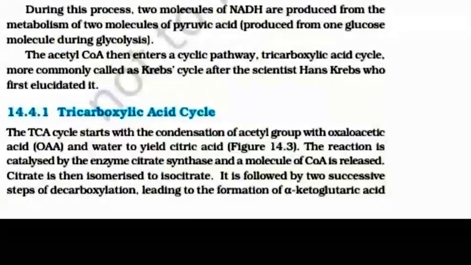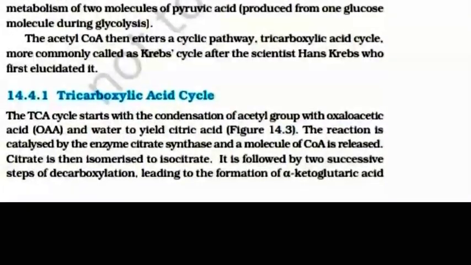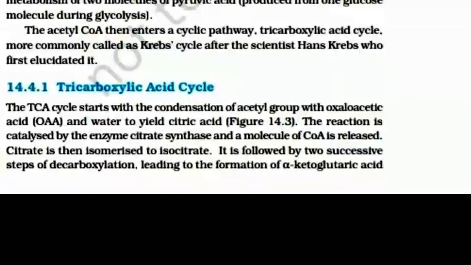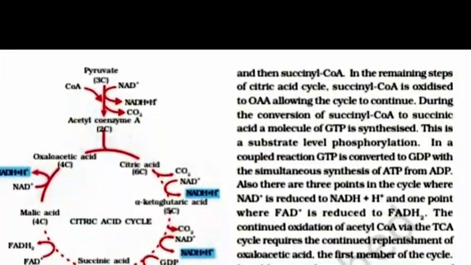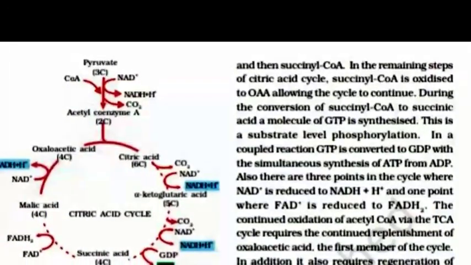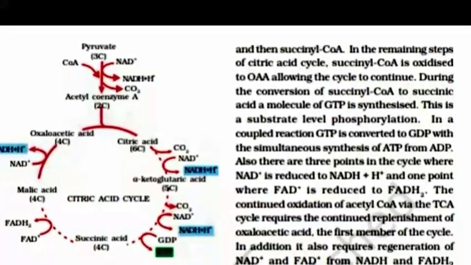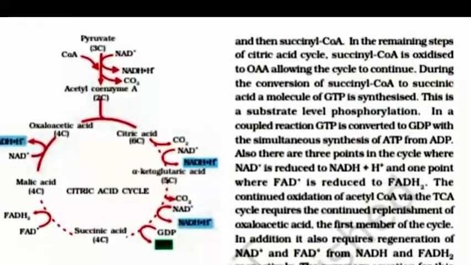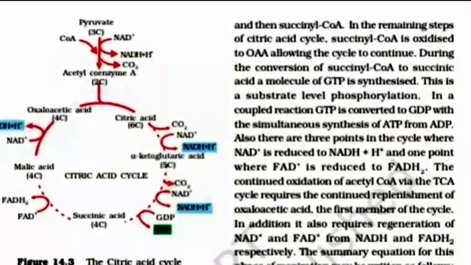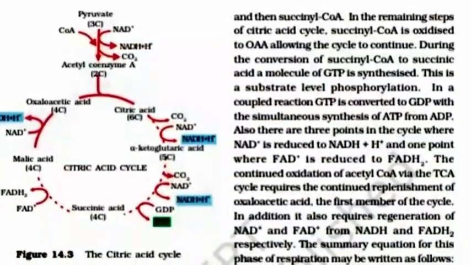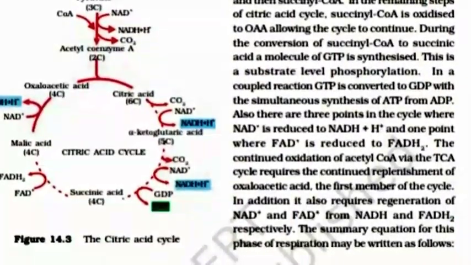Citrate is then isomerized to isocitrate. It is followed by two successive steps of decarboxylation, leading to the formation of alpha ketoglutaric acid and then succinyl CoA. In the remaining steps of the citric acid cycle, succinyl CoA is oxidized to oxaloacetic acid, allowing the cycle to continue. In the conversion of succinyl CoA to succinic acid, a molecule of GTP is synthesized. This is a substrate level phosphorylation. In a coupled reaction, GTP is converted to GDP with the simultaneous synthesis of ATP from ADP.